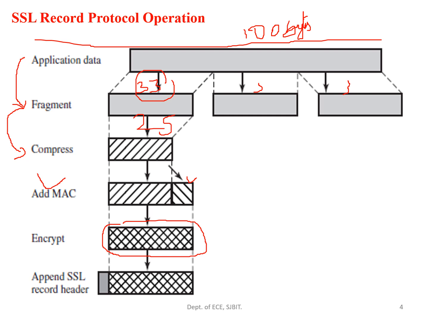Afterwards, after compression, we add the message authentication code. Then we encrypt the information. Encryption is converting the information into another form, converting plain text into ciphertext. Afterwards, we add the SSL record header.